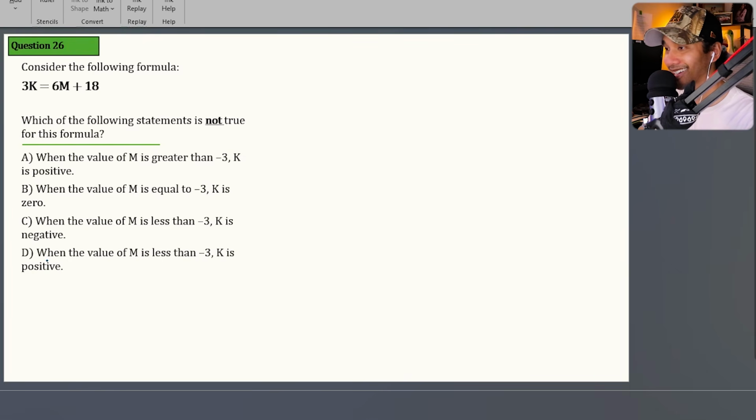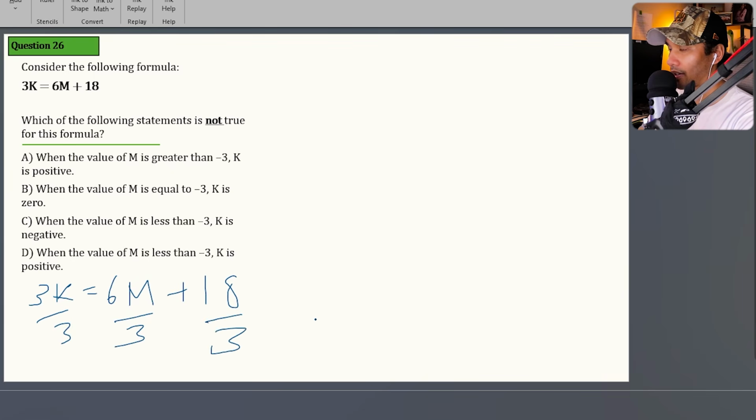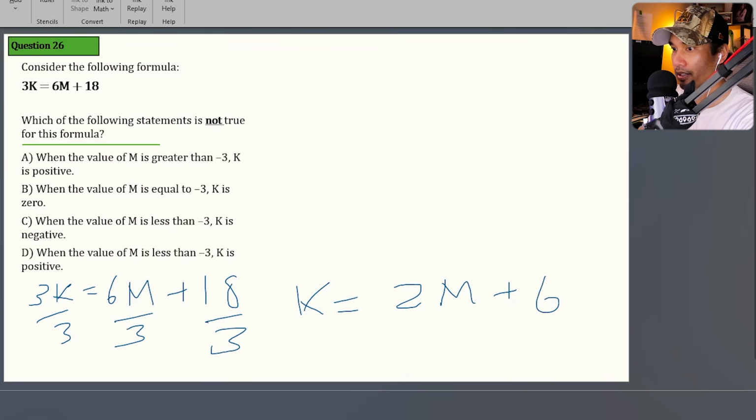And then 26 is a monster. 26 is a freaking monster, okay? With this one, we have 3k equals 6m plus 18. The extra step on here is you have to go 3k equals 6m plus 18, and then I'm going to divide everything by 3. That is the extra step. So then you get k equals 2m plus 6, right? 2m plus 6.